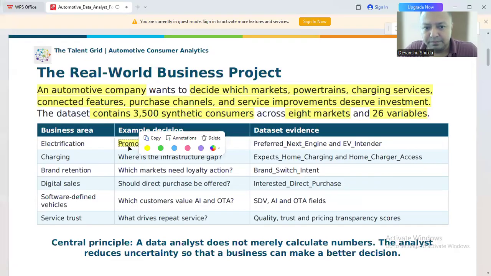Okay, क्लियर है ये बात अक्रॉस इलेक्ट्रिफिकेशन कि हमें कौन सी गाड़ी को प्रमोट करना है, and there would be certain columns around. Okay, so we will continue this discussion in the next session from here.